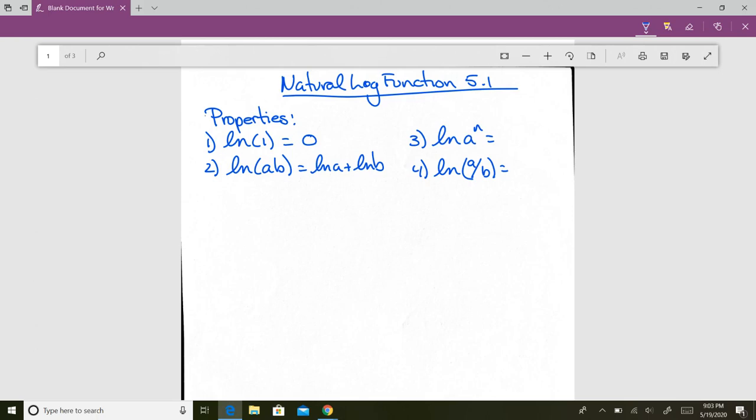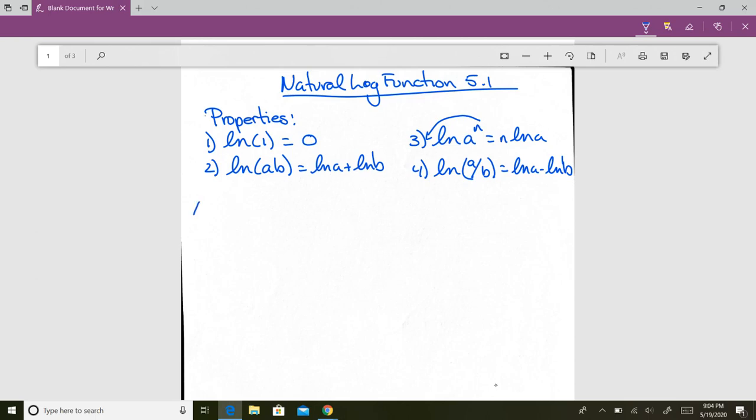Natural log of a to the power of n. You can drop the exponent down in front, which makes your life a lot easier when you're doing derivatives or integration. So we get n natural log of a. And the last one, if you're dividing, that is the same as subtracting. Okay. So I'll do a couple of examples, give you some practice questions, and then we'll get into the calculus.